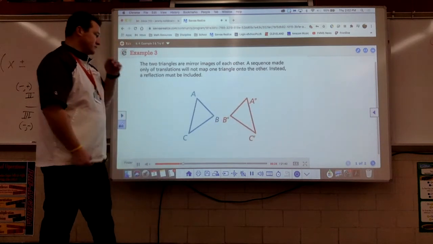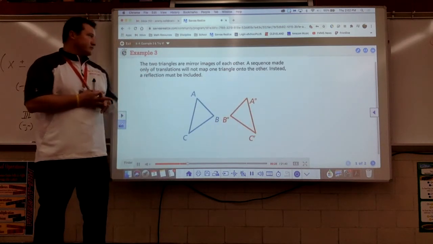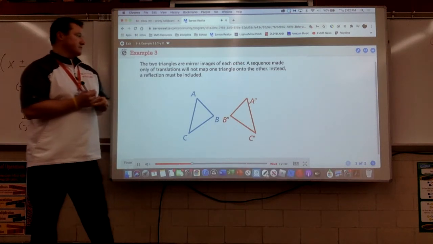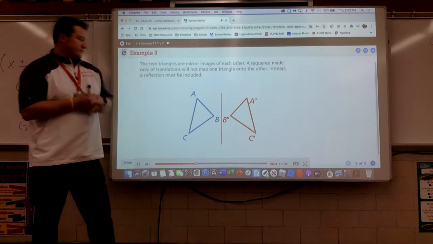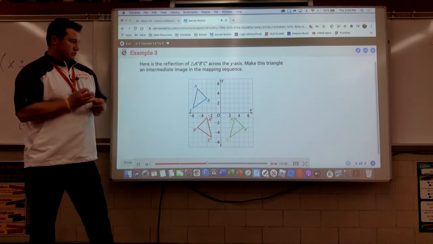The two triangles are mirror images of each other. So a sequence made only of translations will not map one triangle onto the other. Instead, a reflection must be included. Yep. The green triangle is the reflection of the orange triangle across the y-axis. You can make this triangle an intermediate image in the mapping sequence.